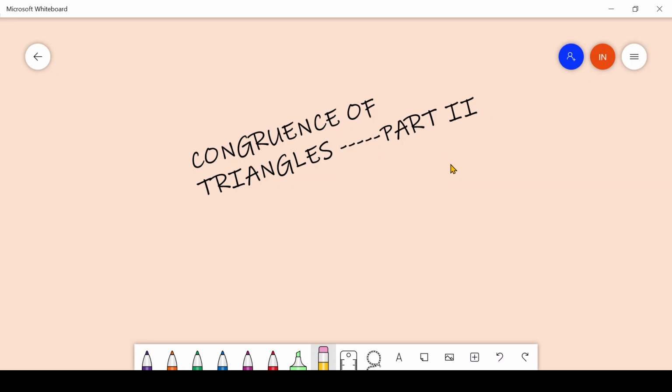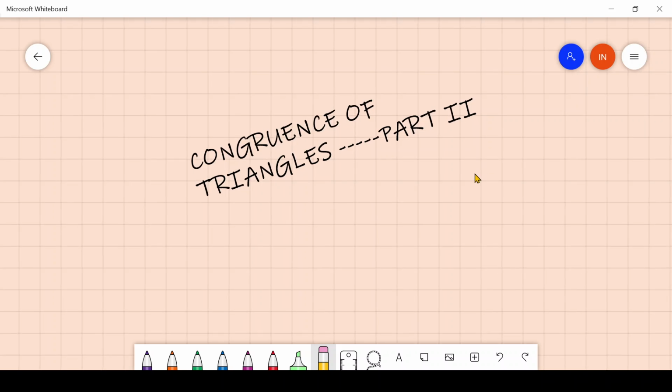Today we are going to discuss congruence of triangles, part 2. In the previous class we learned what congruence of triangles is, right? Today, as I told in the last class, there are some conditions to prove two triangles are congruent to each other. So let us see those conditions or criteria.